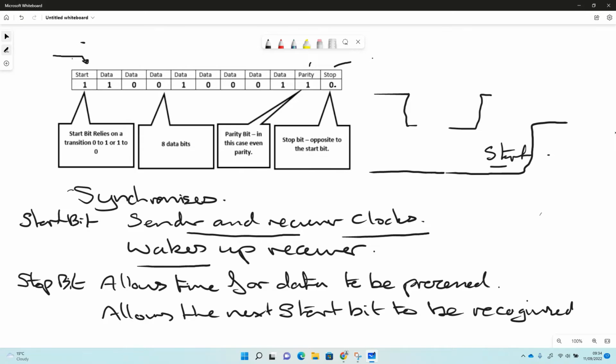So that is asynchronous communication with start and stop bits.